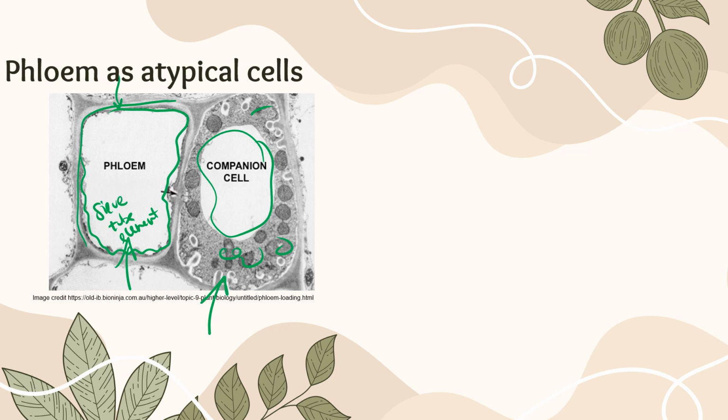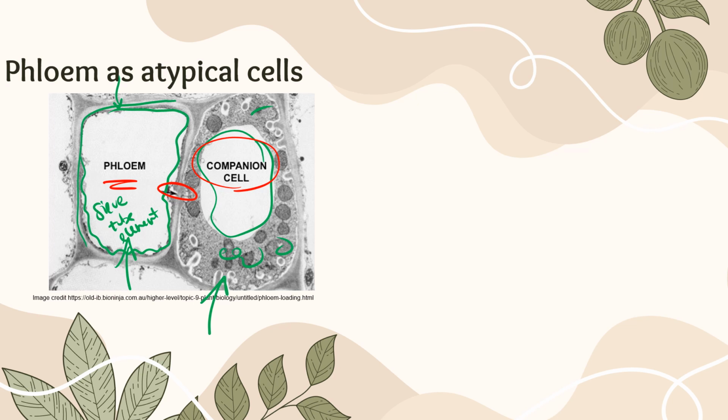Notice here that the arrow is pointing to a beautiful plasmodesmata, those pores in cell walls that allow for fluid to move pretty easily between some plant cells. Phloem is considered an atypical cell. These sieve tube elements are atypical in that they don't have nuclei and they have very little cytoplasm, and they're almost not alive, but they are because of their friends, the companion cells.